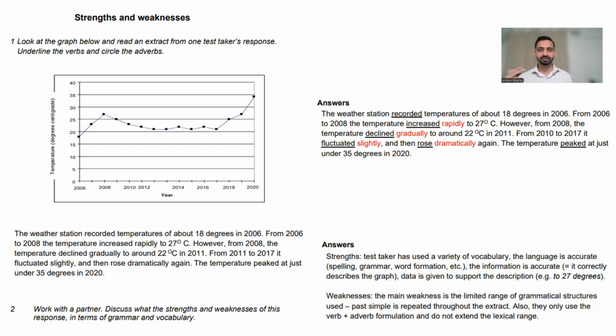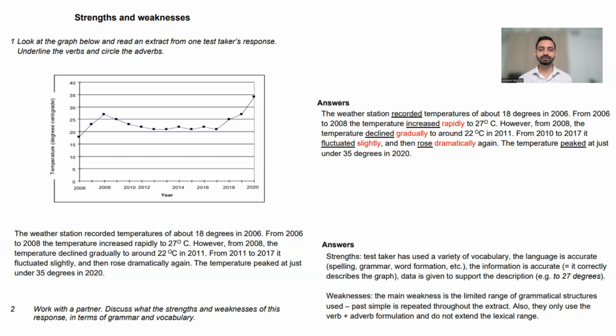When it's going up and down, and you want to cover a few years, you can say fluctuated slightly, and then rose dramatically again. So rose is another verb, and dramatically is the adverb to define it because it's dramatic in nature, right? It's going very, very quickly, rapidly, right? The temperature peaked, and we can talk about the highest point, which is peaked at just under 35 degrees in 2020.